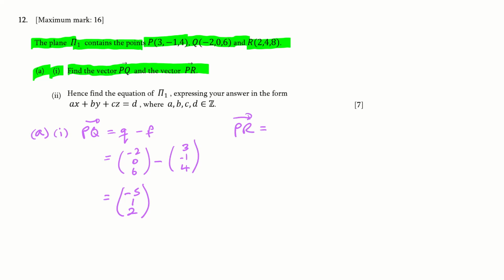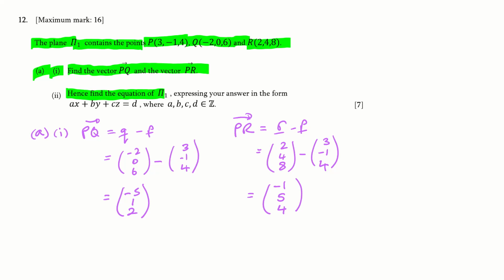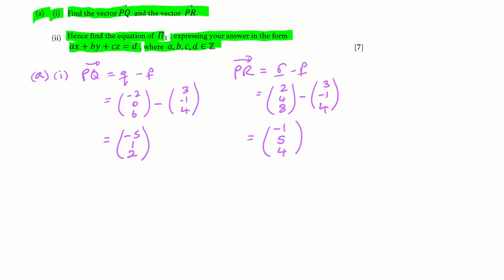PR is equal to R take away P. So that would be (2, 4, 8) take away (3, -1, 4). And so that gives us (-1, 5, 4). Hence find the equation of pi1, the first plane, expressing your answer in the form ax + by + cz = d, or Cartesian form, where a, b, c, and d are integers.